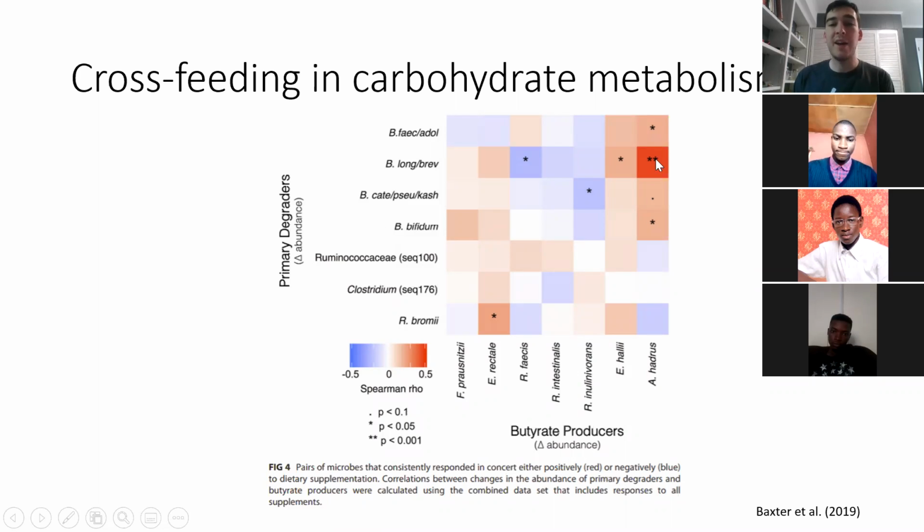So if you see red, that means it's a positive association. For example, Bifidobacterium longum and A. hadrus are really often seen together. In other words, it's just a correlation, but it seems to indicate that perhaps this microbe is feeding this microbe with some of its waste products.